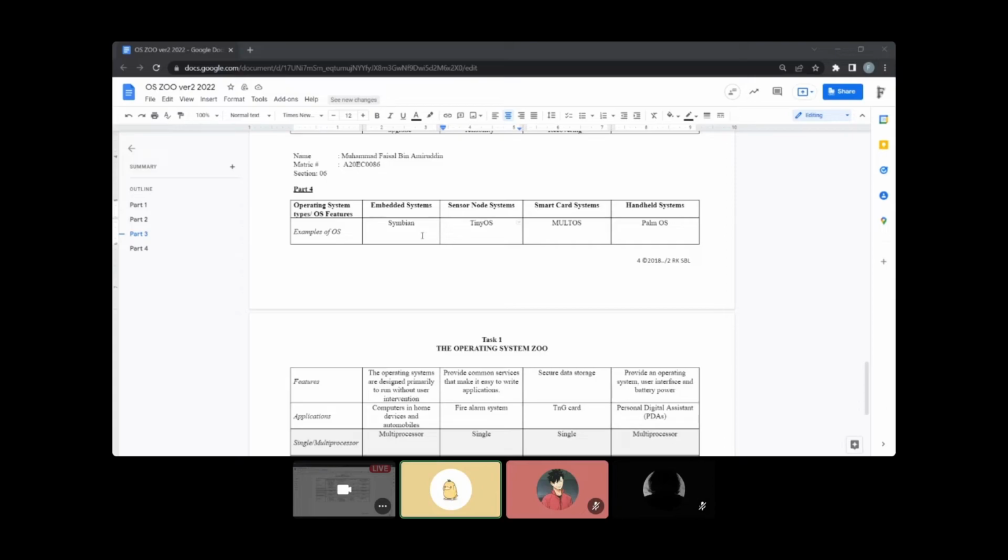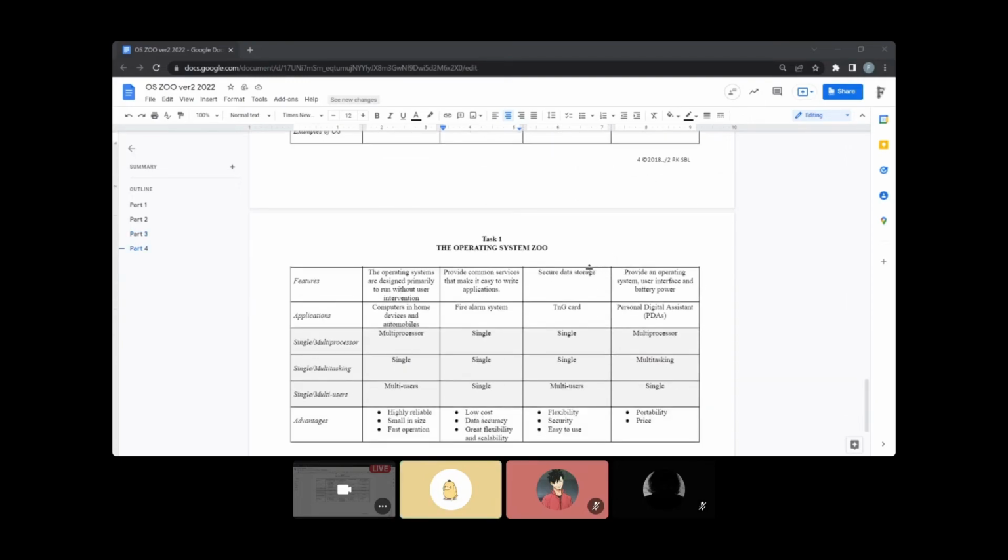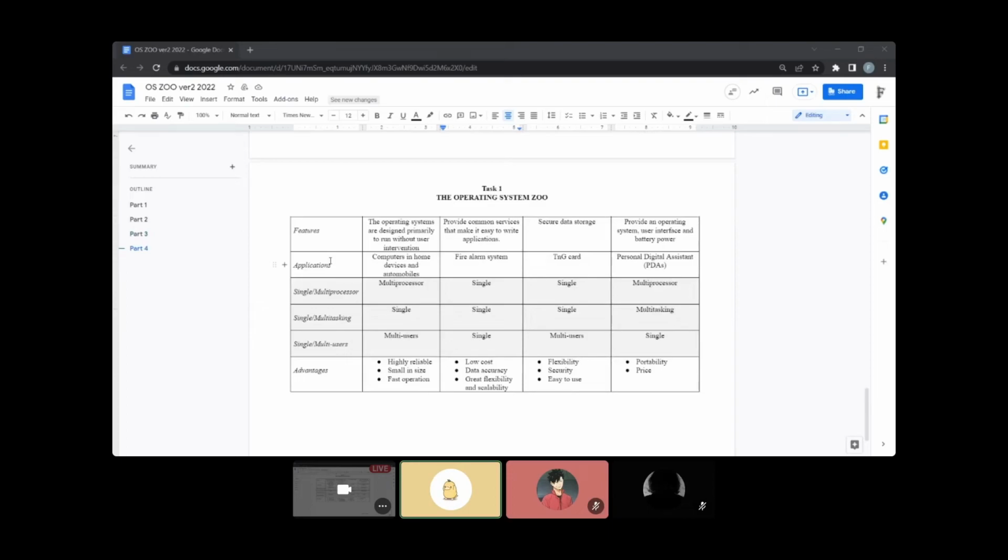and Light OS. For smart card system operating system, we decided to go with Mod OS, which the other group agreed on. For handheld system, we use Palm OS, which the other group agreed on also. For features and application, it is almost identical with the other groups. For single multiprocessor, single multitasking, single multi-user, it is almost identical to the other groups.